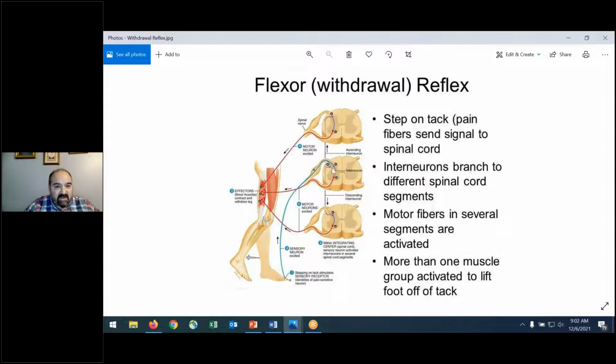31 pairs. Here would be then the dorsal horn, okay, of the cord, the gray matter. Okay, interneurons branch to the different spinal cord segments. So here we have, as far as that's taking place within the central nervous system, motor fibers in several segments are activated. And so you'll have more than one muscle group activated to lift the foot off of the tack, right? So that this way we have this ability to, oh, yikes, step on it. And very, very quickly, folks, there's this withdrawal.